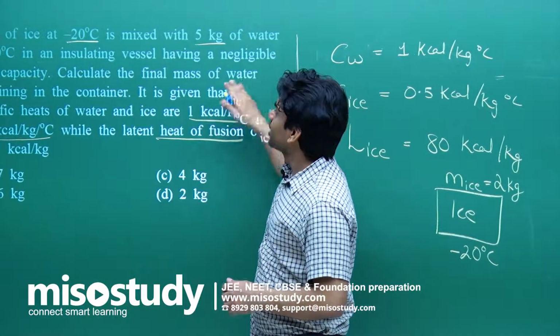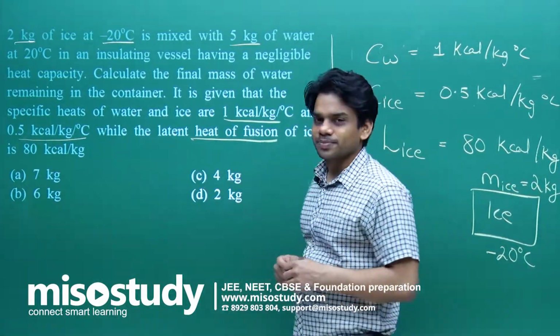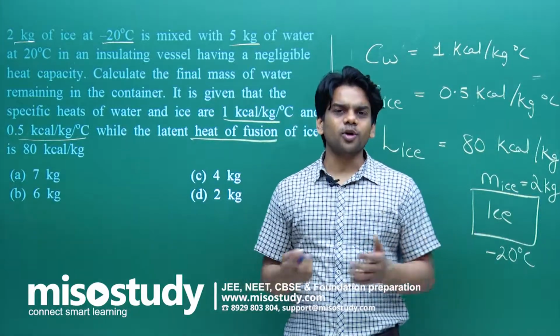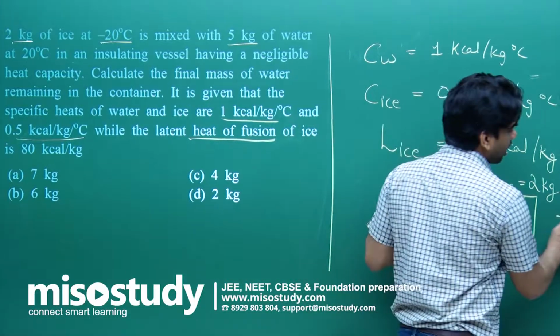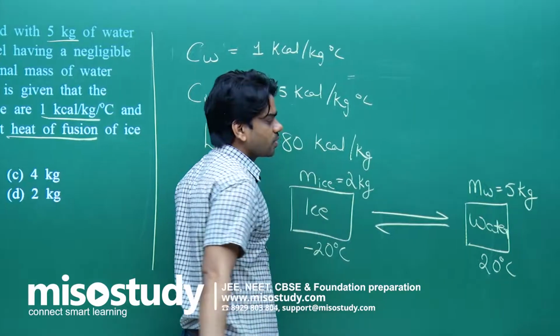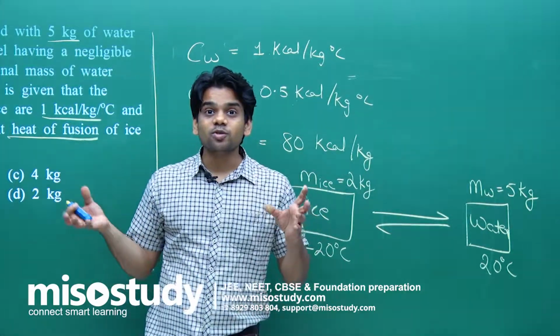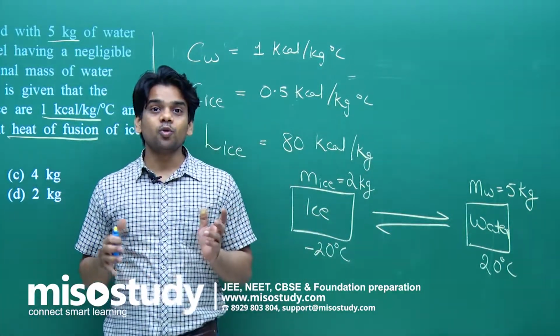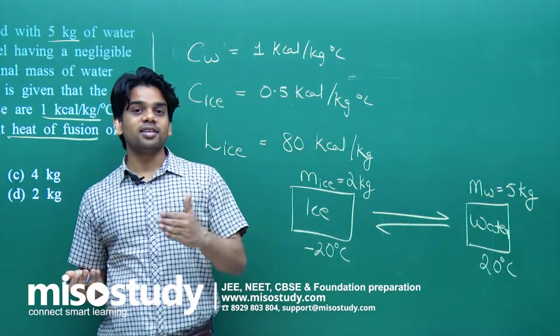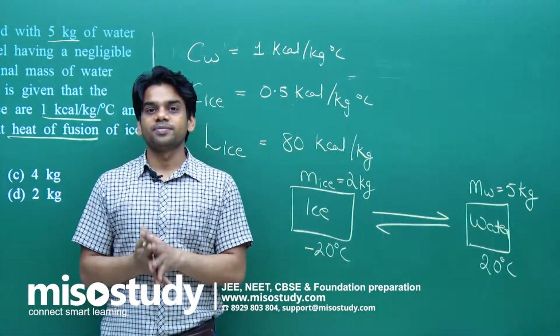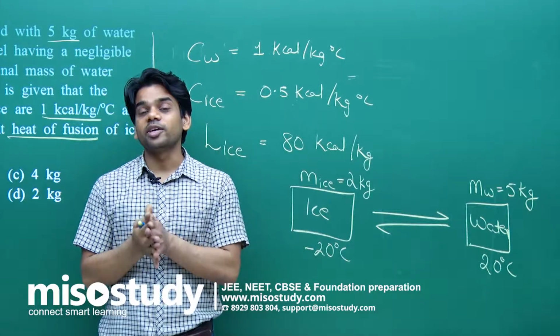Next thing you see, calculate the final mass of water remaining in the container. So what will happen in the process if both are mixed? We are mixing the two. If both are mixed, ice is supplied to water, so what will happen? Water temperature will start decreasing, ice temperature will start increasing. That is what we can actually think of.